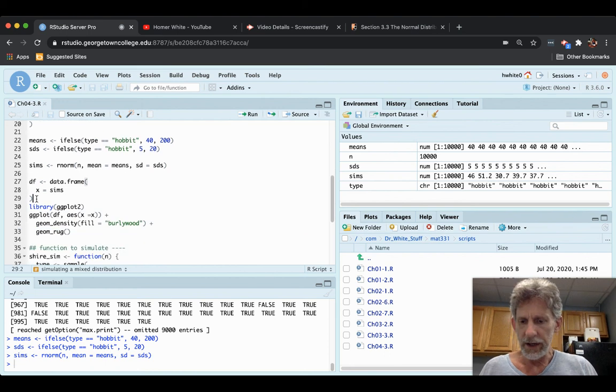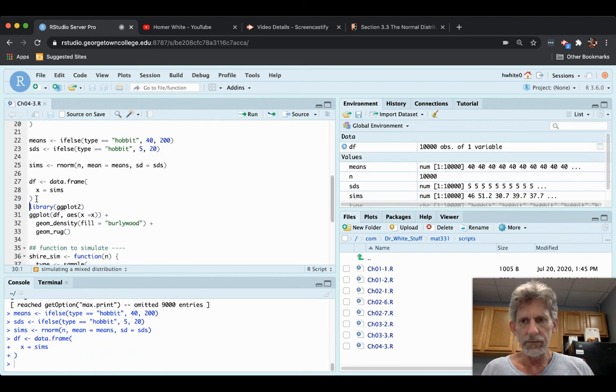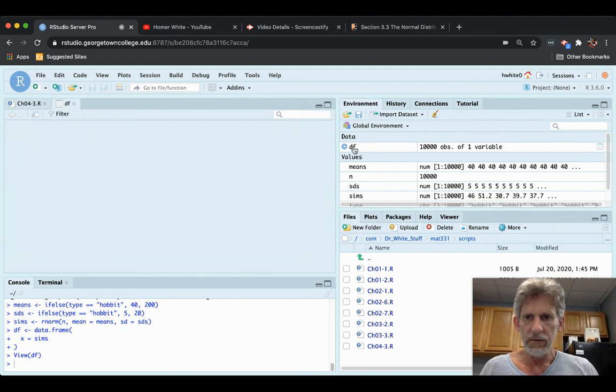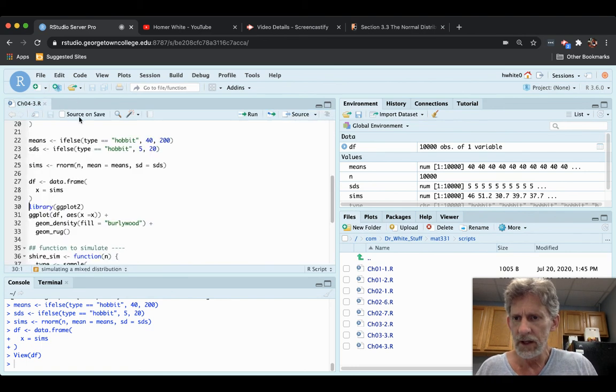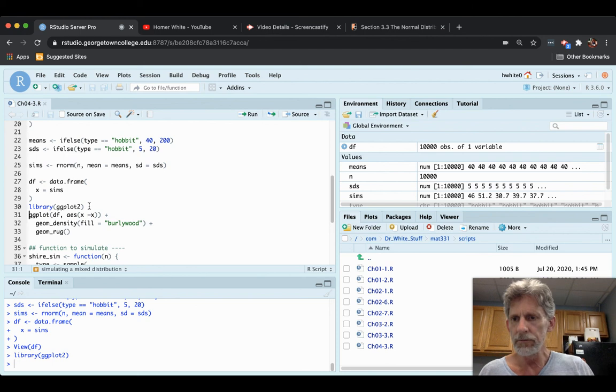Going to make a data frame whose only column is those sims, and that column's called X. If I popped it up there, there it is. I'm calling it X just because capital X was our random variable, so here are some possible values, little x. And I need to load the ggplot2 package because I'm going to make a graph. Okay, I got it loaded.